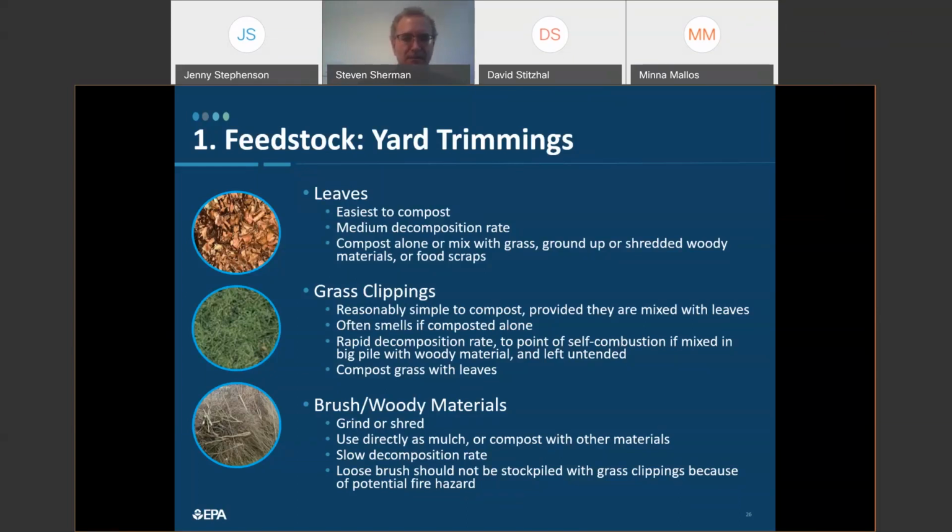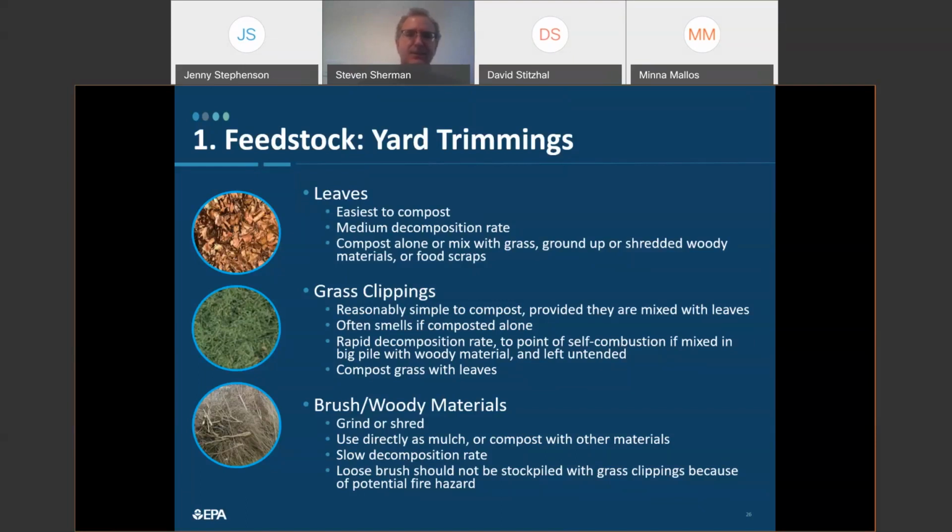So yard trimmings I break into 3 categories: leaves, grass clippings, and brushy or woody materials. The leaves are the easiest to compost. They decompose pretty well. You can compost them alone or mix them with other materials. And grass clippings are reasonably simple to compost, provided that they're mixed with leaves. But if you have a huge amount of fresh grass clippings and you're trying to compost that alone without other materials, you can run into difficulty because they decompose so quickly.